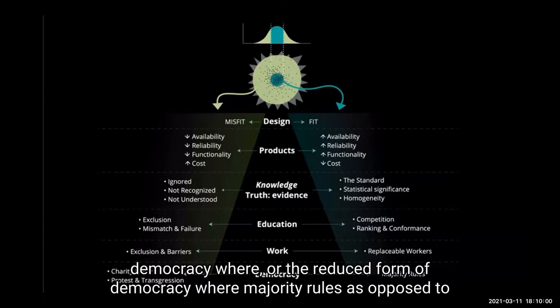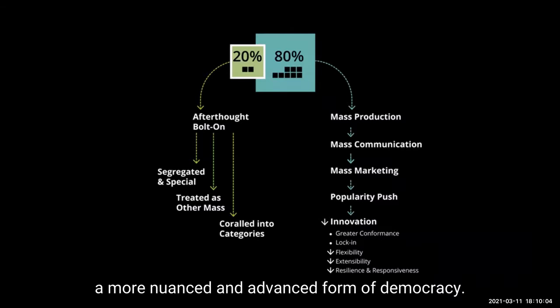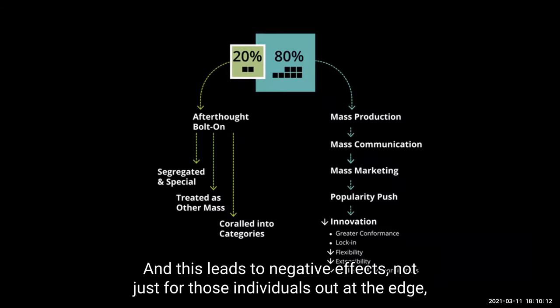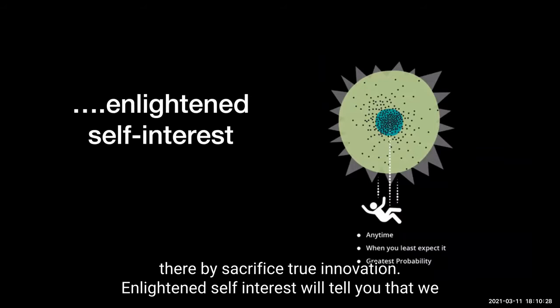And democracy, or the reduced form of democracy, where majority rules as opposed to a more nuanced and advanced form of democracy. And this leads to negative effects, not just for those individuals out at the edge, but for the majority, because what we do is we consider humans as a mass, and we thereby sacrifice true innovation. An enlightened self-interest will tell you that we will land in that outer edge. We will all land there. It is the universal human condition.